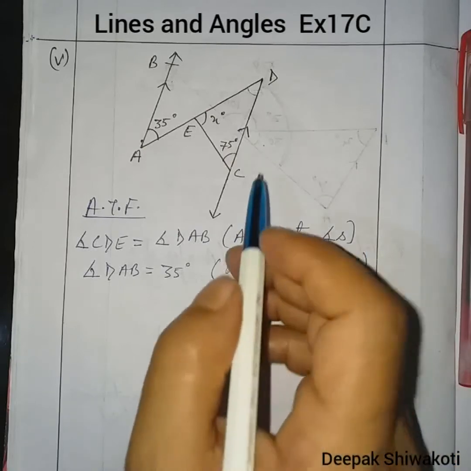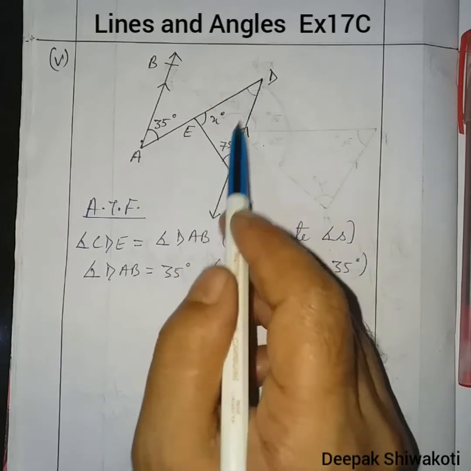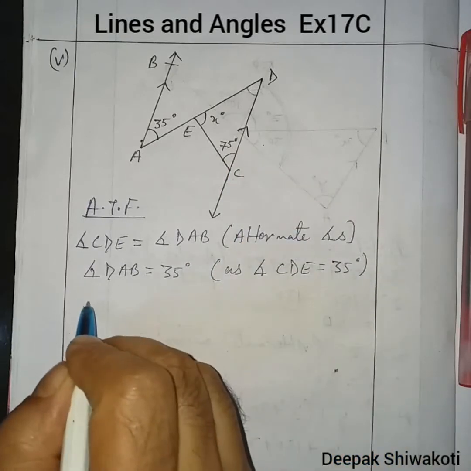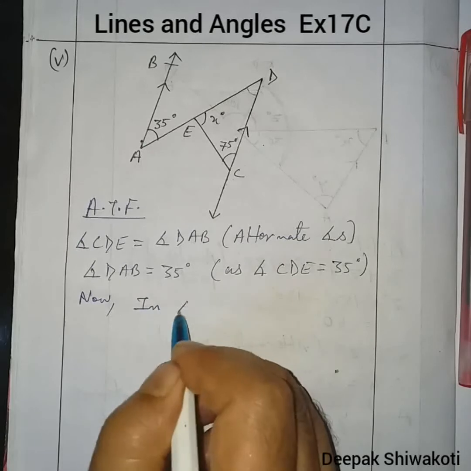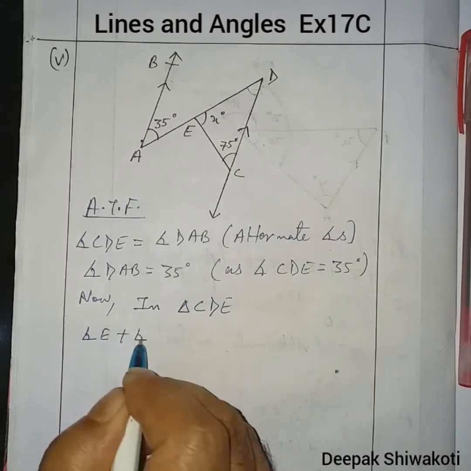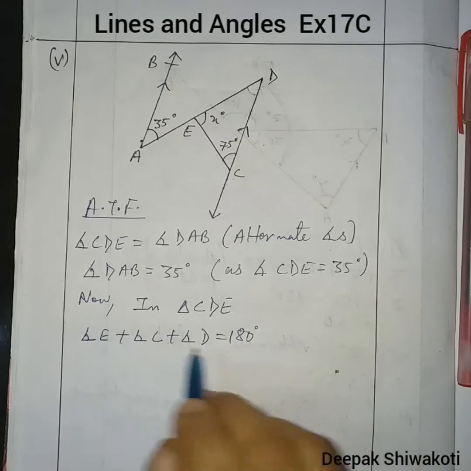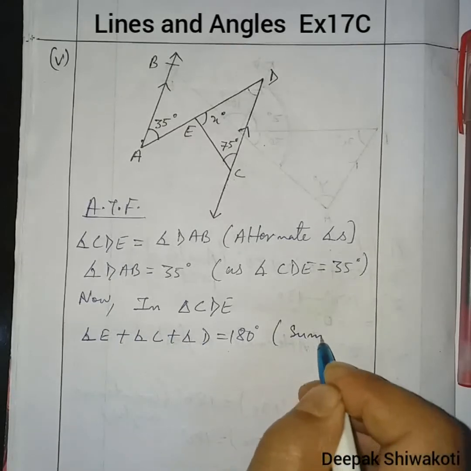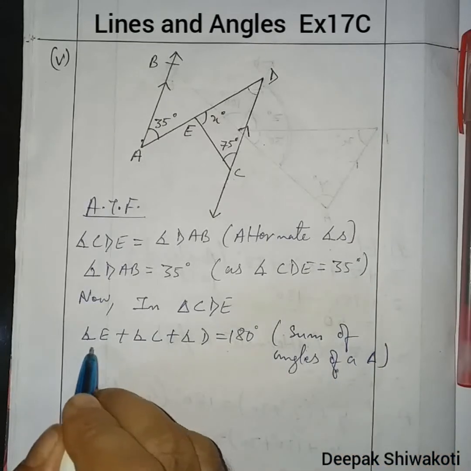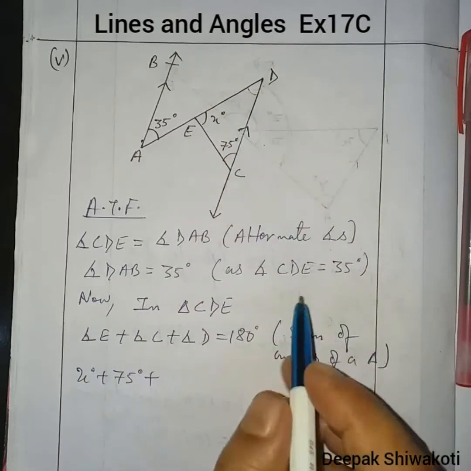Okay, now if this is 35 degree, you can see this shape, this is a triangle. The sum of all the angles in a triangle is equal to 180 degree. So now in triangle CDE, angle E plus angle C plus angle D is equal to 180 degree. Yes or no? The sum of the angles of a triangle. This is the reason for the sum of angles of a triangle. Okay, so here angle E is x degree, angle C is 75, and angle D we have found as 35 degree.